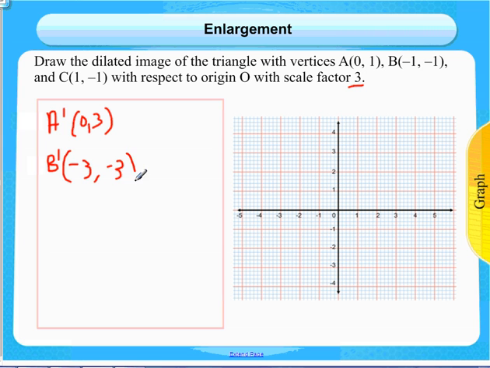And last vertex, we have the image of C. So I'm going to do 1 times 3, which is 3, and negative 1 times 3, which is negative 3. From here, what I can do is graph my original triangle, so let's say I have 0, 1, I'm going to do it in blue. I have negative 1, negative 1, and I have 1, negative 1. So as you can see, we have this triangle here.